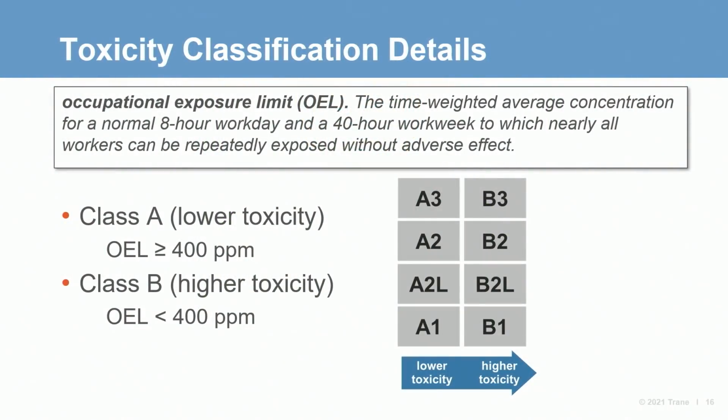In terms of toxicity, the standard divides refrigerants into two classes based on the occupational exposure limit, or the OEL, of the refrigerant. This is the concentration level to which nearly all workers can be exposed for a normal 8-hour workday and a 40-hour work week without adverse effects. Refrigerants with an OEL equal to 400 parts per million or higher are designated Class A's. Refrigerants with OELs less than 400 parts per million are Class B's.